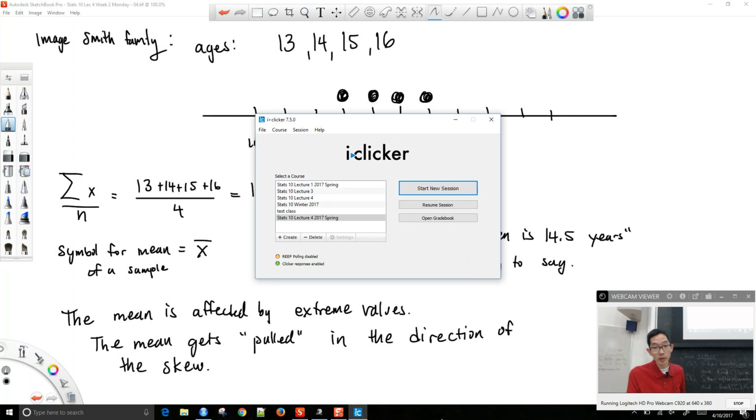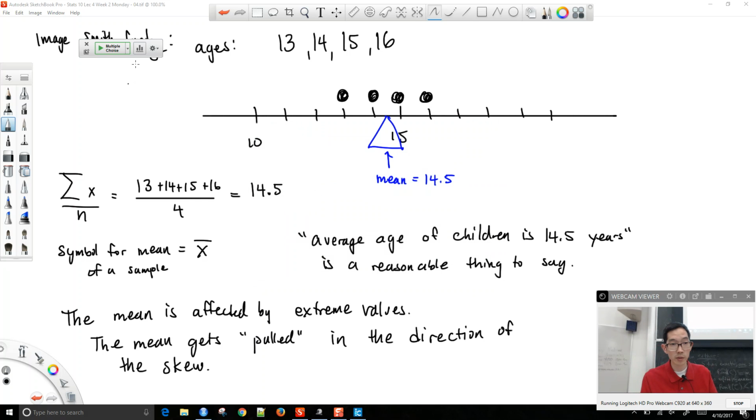Okay, so what we're going to do is, let me just get this going here. I'll just give you some easy questions. For this first one, turn on your remotes, and when you turn them on, they should say stats 10. They should find the base. If you've turned on your remote and it says stats 10, then that's a good thing.